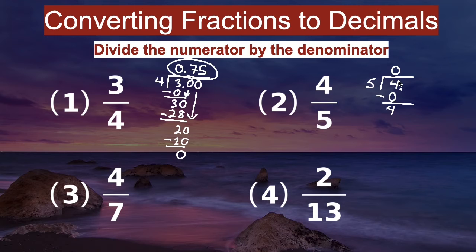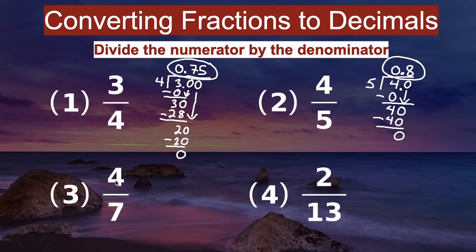And at this point, we'll add a decimal. We're going to drop this 0. And we have to ask ourselves, how many times does 5 go into 40? And the answer there is 8. 5 times 8 is 40. And here we can subtract 40 by 40 and we end up with 0. So 4 divided by 5 is going to be 0.8.